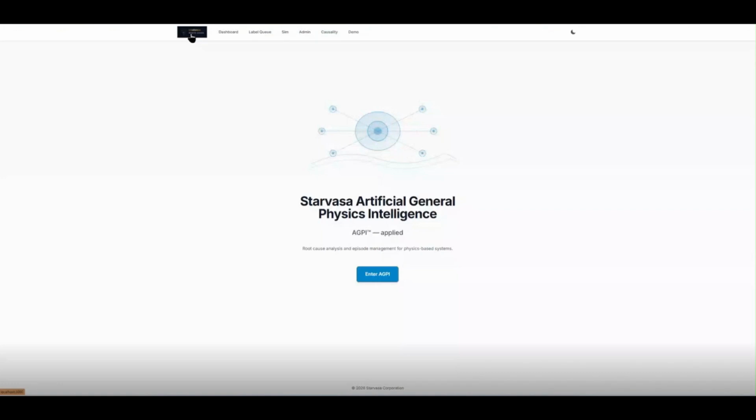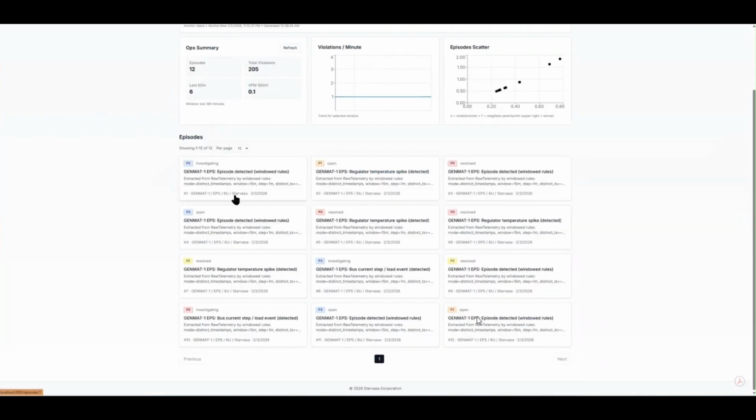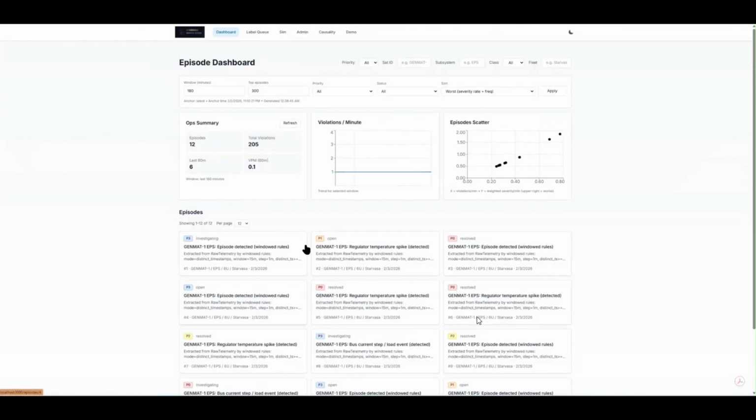application looks like. Enter AGPI. The first thing you'll typically do, I have some data already. So what I will do is I'll start with the beginning, so I will clear my test data and then I'll try to recreate everything. I'll seed the database again.